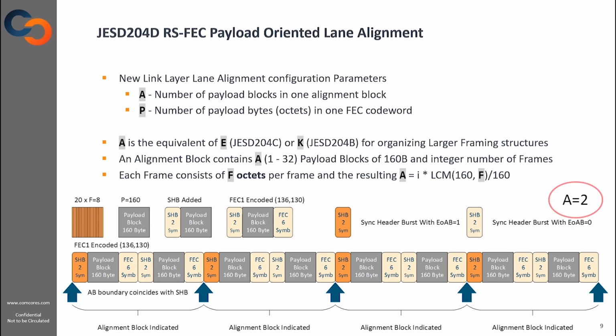In the figure below, A is set to 2, and we can see in orange the sync header burst with the end of alignment block indication happening every second FEC code word, as each code word carries only a single payload block and the alignment block consists of 2 payload blocks. The blue arrows show where the alignment block boundaries are indicated by a sync header burst with the end of alignment block indication. So this is a simple example. And now let's move to a little bit more difficult one.